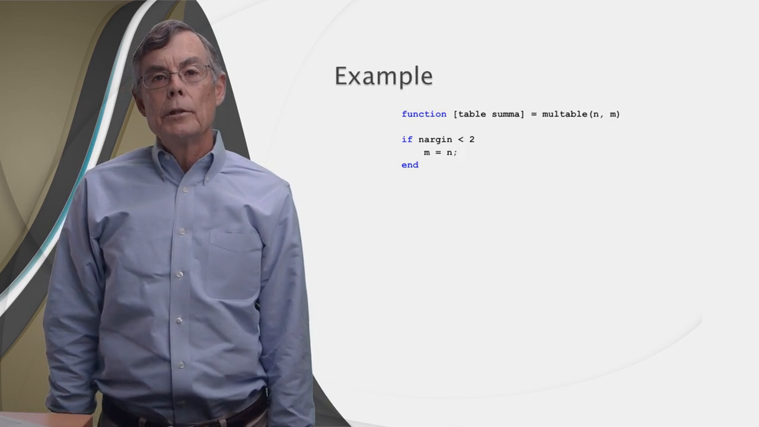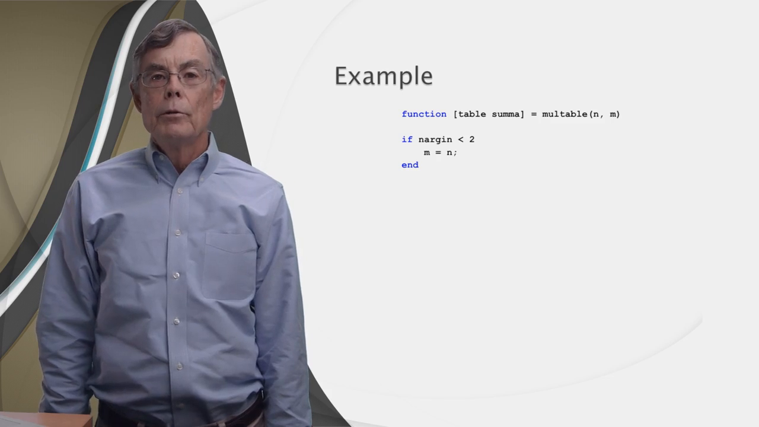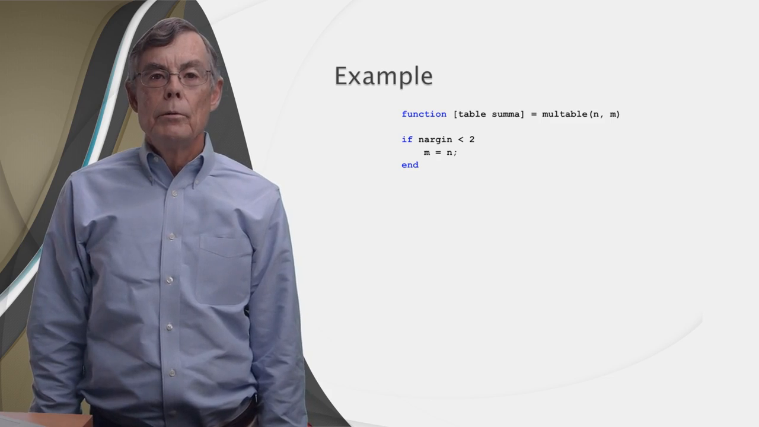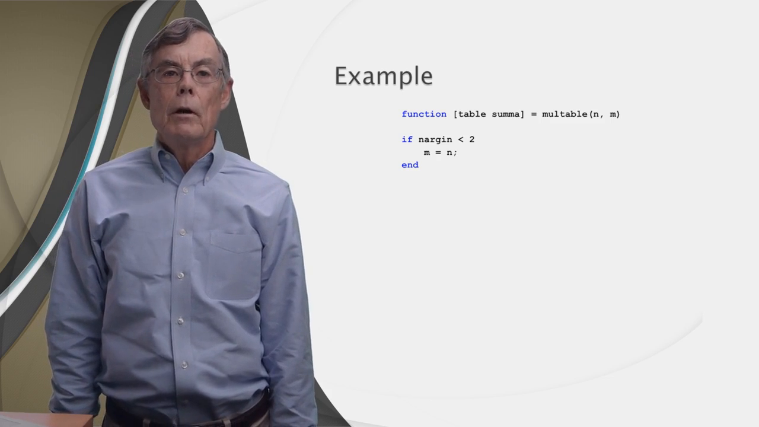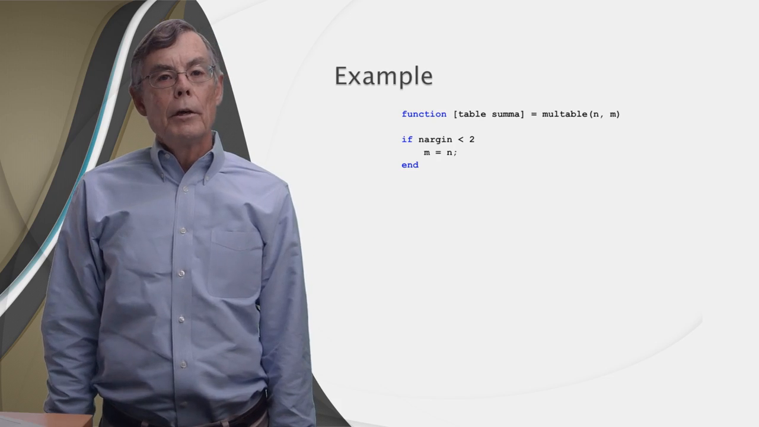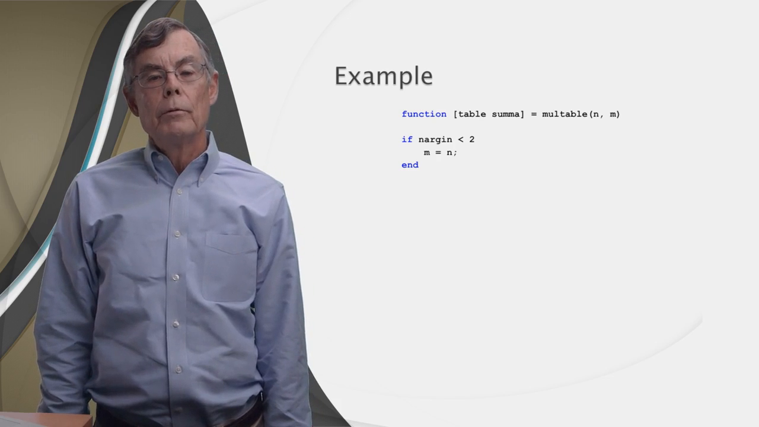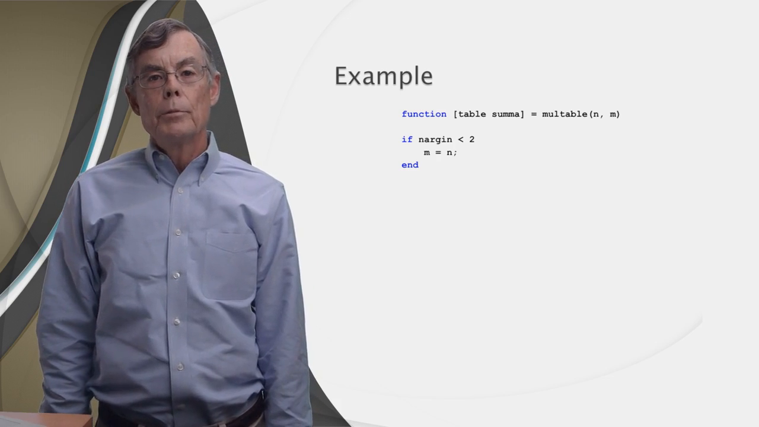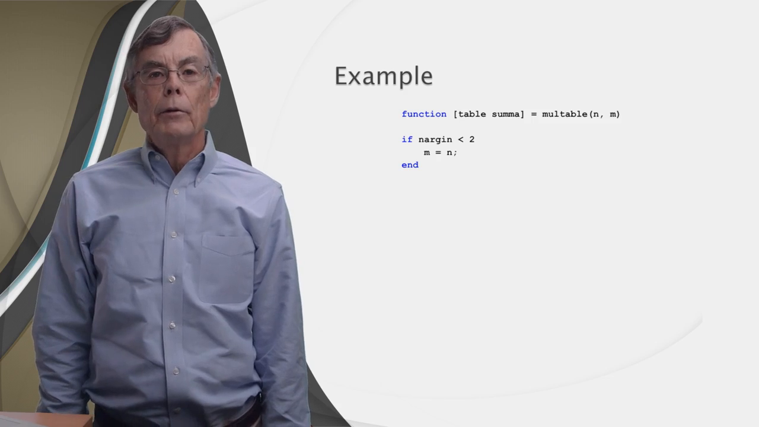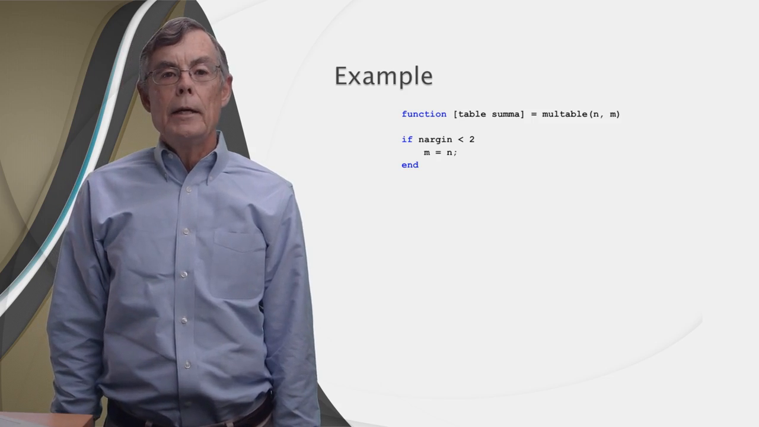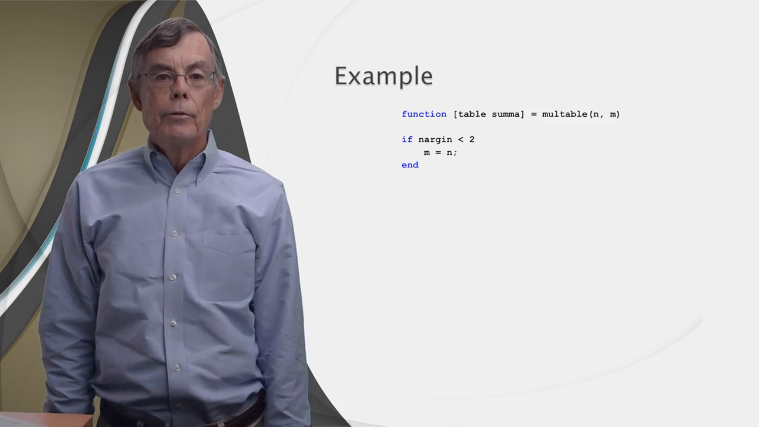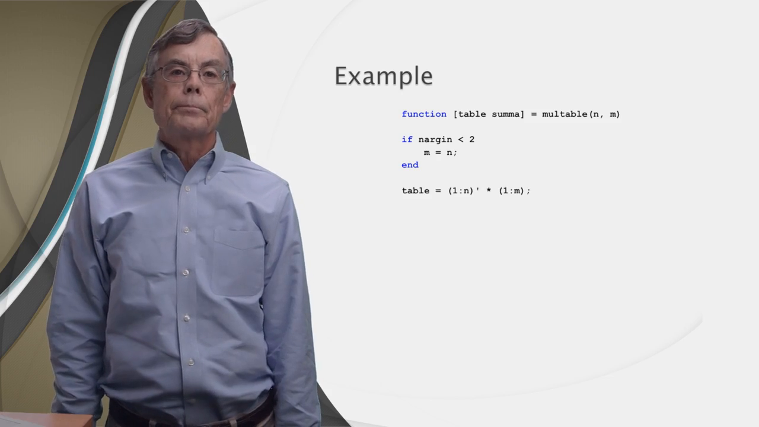First, we check to see whether the function was called with 1 or 2 arguments. If nargin is smaller than 2, then it was called with only a single argument. A single argument is always put in the first position, which in this case is the variable n. When m is omitted, we're supposed to return an n by n matrix, so we set m equal to n. This is a classic example of setting a default value for an input that's omitted.